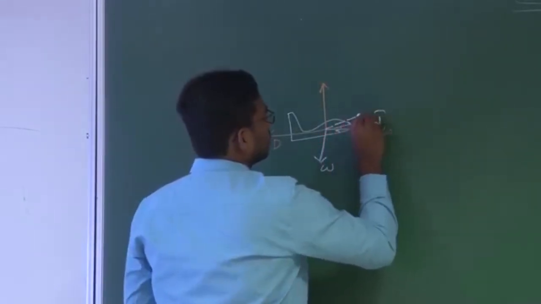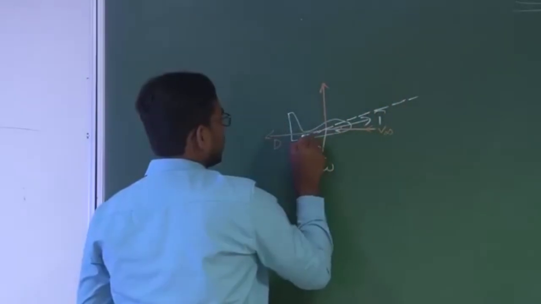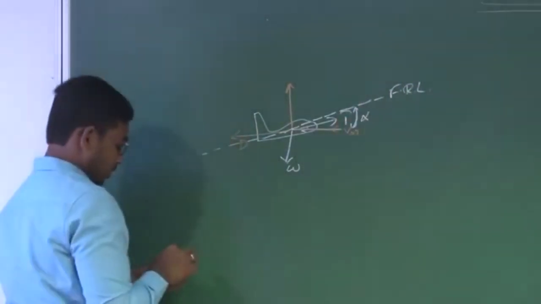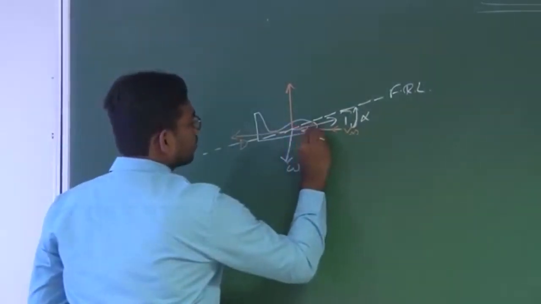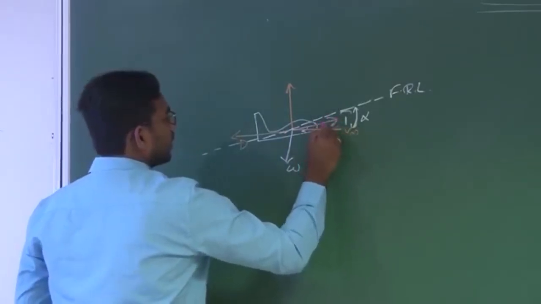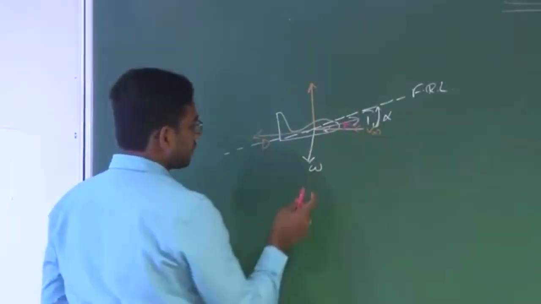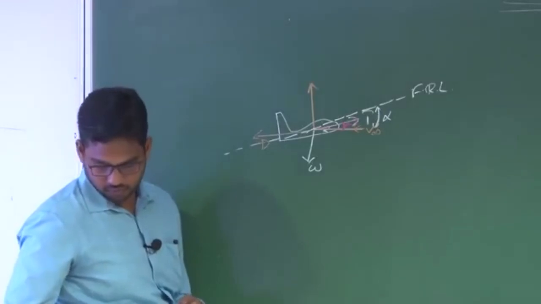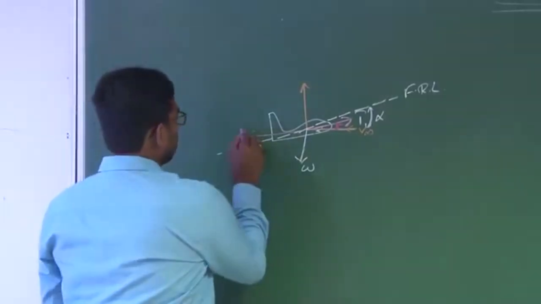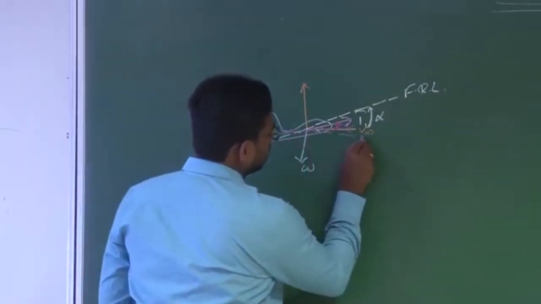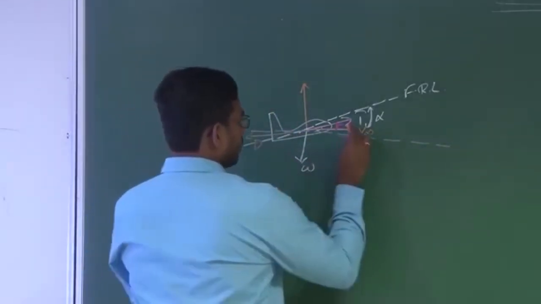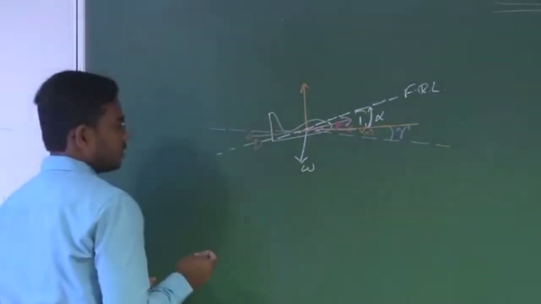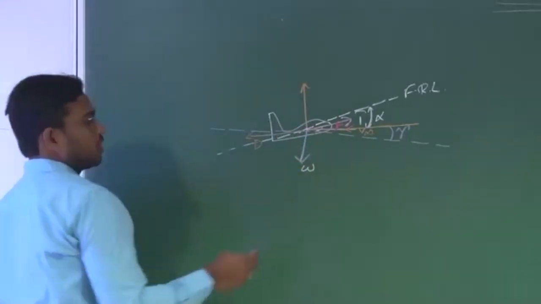Now consider a fuselage reference line, FRL, of this aircraft. The angle made by this V infinity with this FRL is alpha, and in this particular case we see the thrust is misaligned with the V infinity, or the direction of motion, by an angle epsilon, which is considered as thrust misalignment. Now consider a local horizontal. The angle made by this free stream with respect to this local horizontal is the flight path angle gamma. Right? Now W acts perpendicular to the local horizontal here.